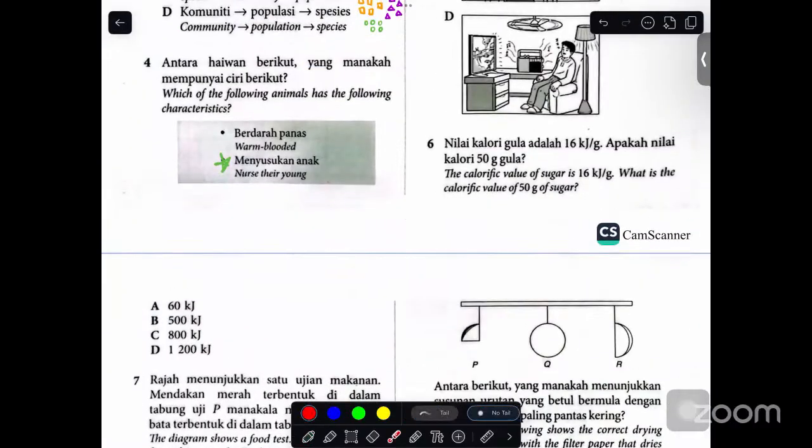Okay, this one. The calorific value of sugar is 16. What is the calorific value of 50 gram of sugar? Nilai kalori gula adalah 16. So this one is 16. Kalau dalam 50 gram gula, berapa nilainya? How much is it? In 50 gram.